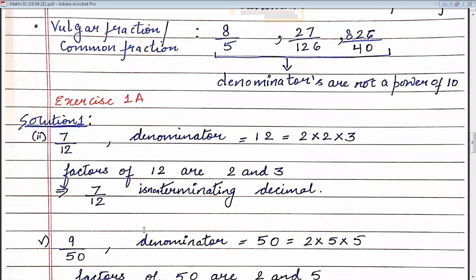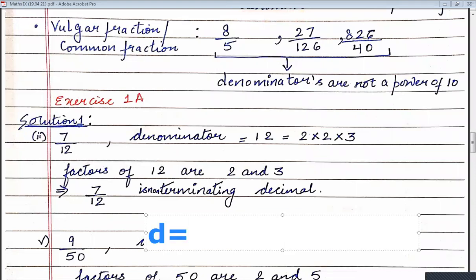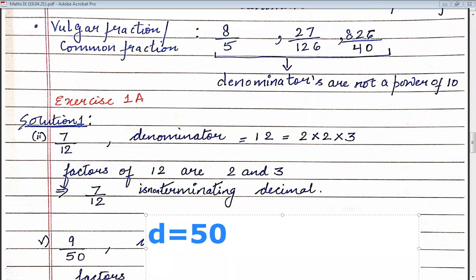Your denominator is equal to 50. Okay, your denominator is 50. Now what you have to do, you have to make this as prime factors. So what are the prime factors of this? It is 2 multiply 5 multiply 5. Okay, so this is your prime factors. So the prime factors of denominator 50 are 2 and 5.